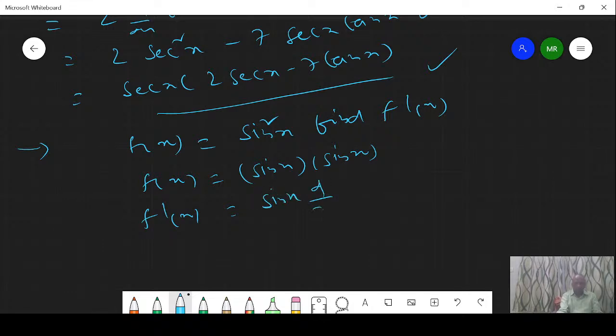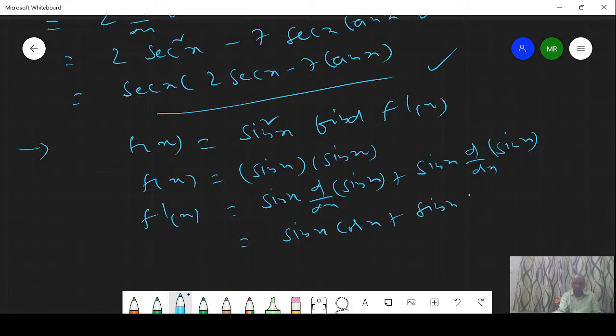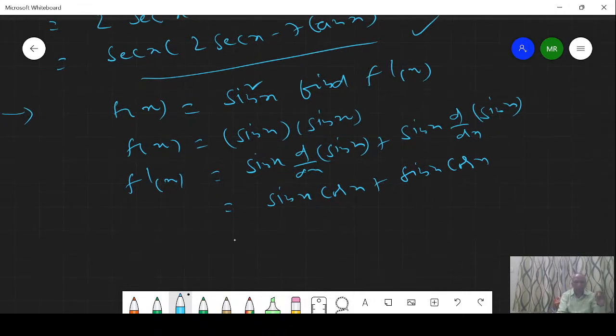Sin x into d by dx of sin x, UV rule, plus sin x into d by dx of sin x. I can write like this. Correct. Now you observe here, sin x into derivative of sin x, we have cos x, plus sin x into derivative of sin x is cos x. So both terms are the same. It will come 2 sin x cos x. Correct? You remember this is 2 sin x cos x.